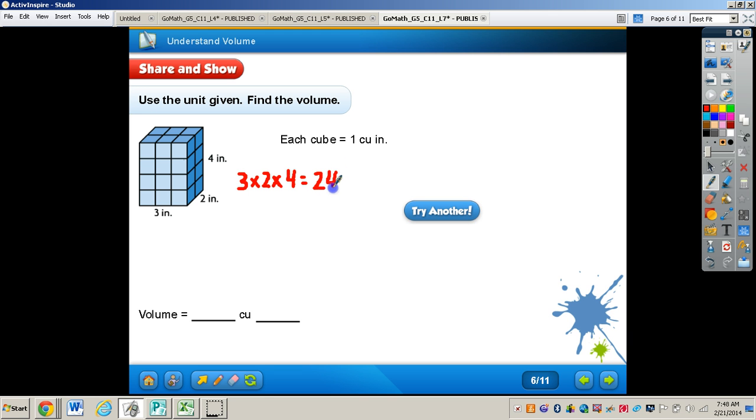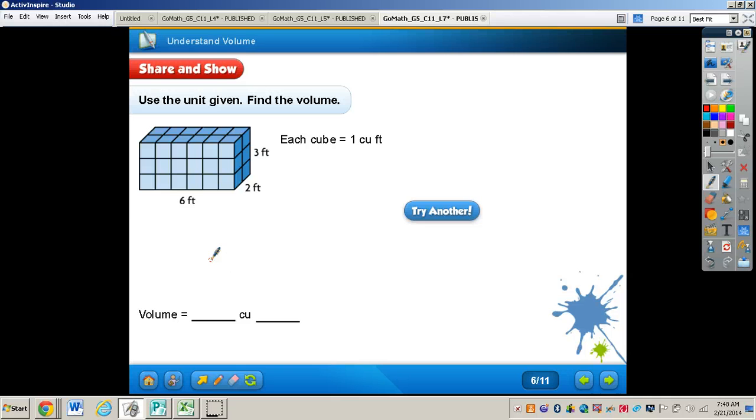Okay, now we need to identify the appropriate measurement. So we have 24 cubic inches. It is important that you label it cubic inches, not square inches or anything like that, because volume is always labeled with cubic units.